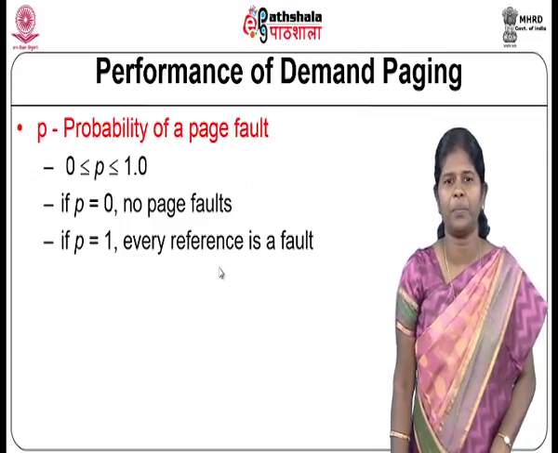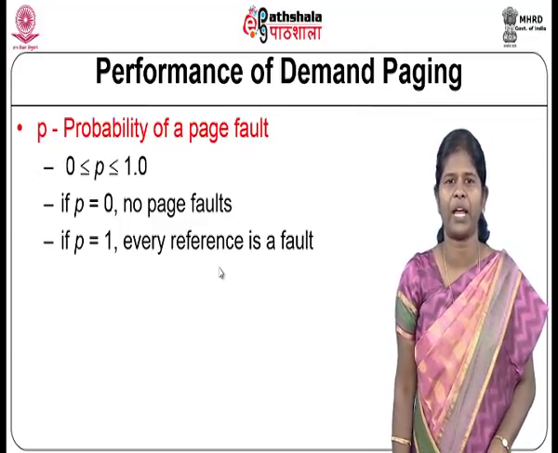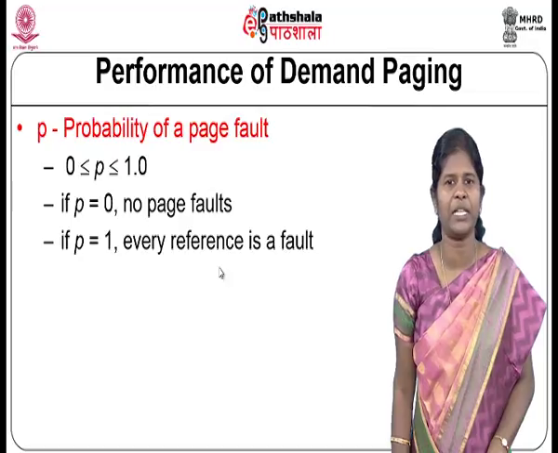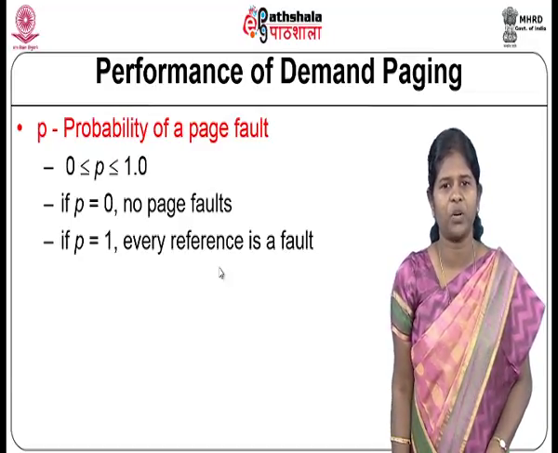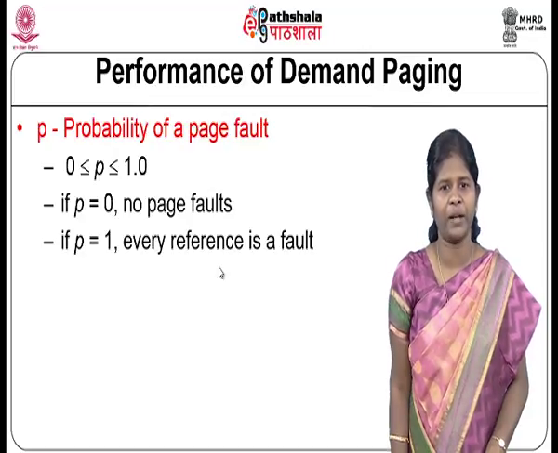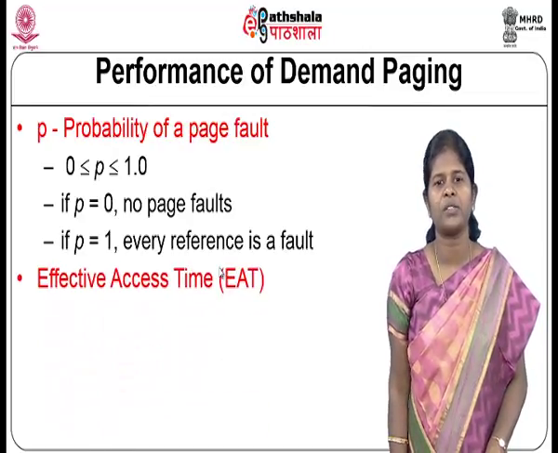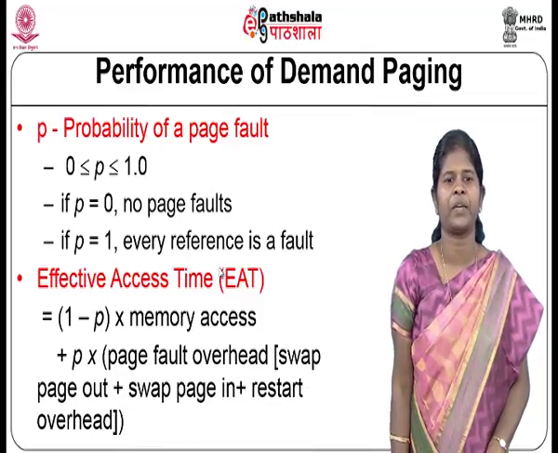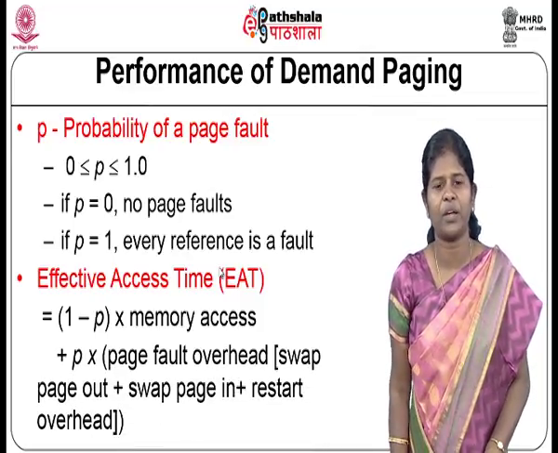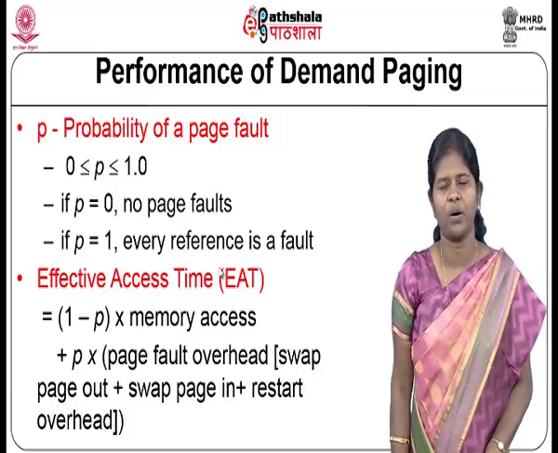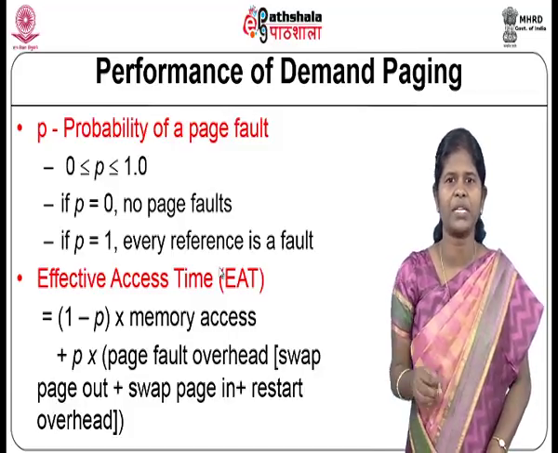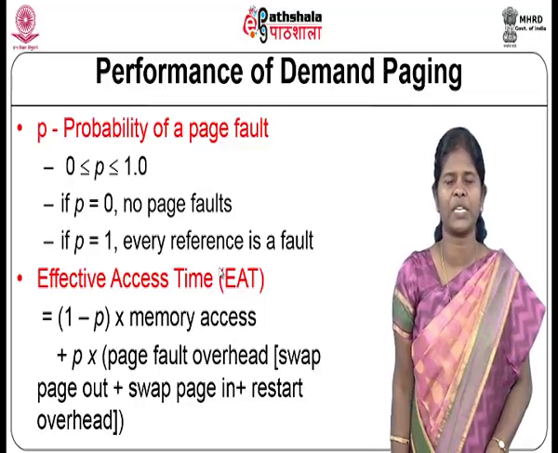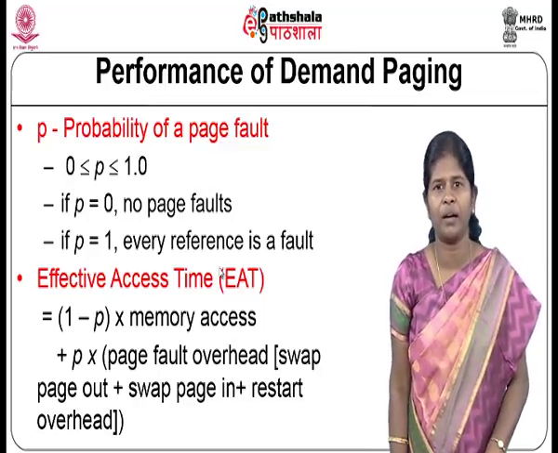So, if p is the probability of page fault, p can take values between 0 and 1. If p is 0, if the probability of a page fault is 0, then it means that there is no page fault at all. If p equals 1, if the probability of the page fault is 1, then every reference is a page fault. So, the effective access time is defined as (1 minus p) times the memory access time plus p times the time required for the page fault overhead. Here we can see that the time involved in this page fault overhead is very large. We saw a sequence of steps that are involved in this page fault handling.